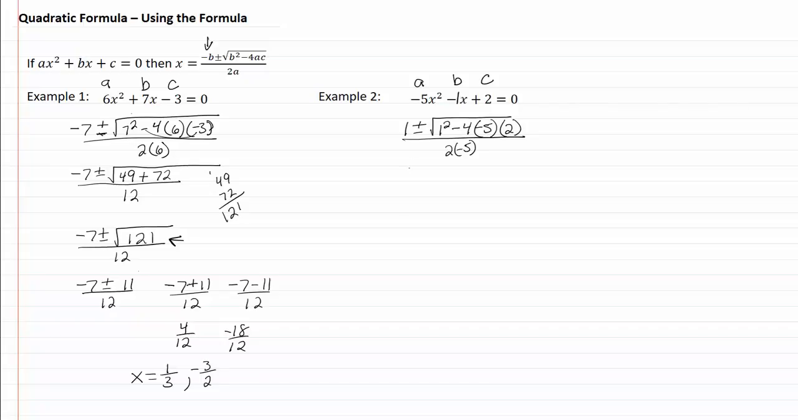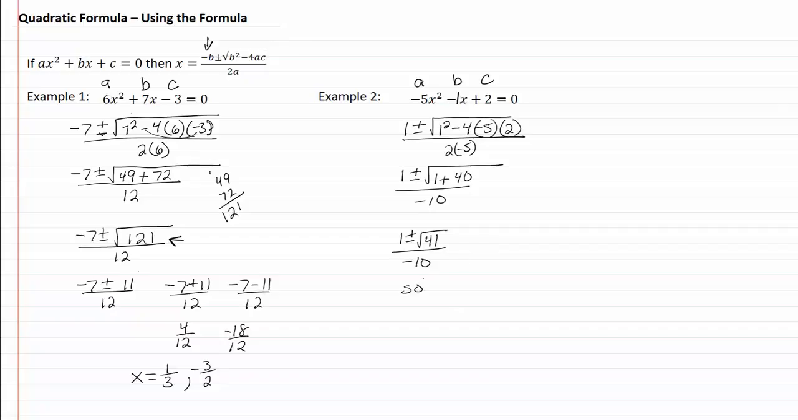So simplifying this, I get 1 plus or minus the square root of 1. Let's see, 2 negatives, that'll be positive, so it'll be plus 20 times 2, which should be 40, all over negative 10. And that's going to give me 1 plus or minus the square root of 41 all over negative 10. 41 is a prime number. It will not simplify, so this would be my answer.